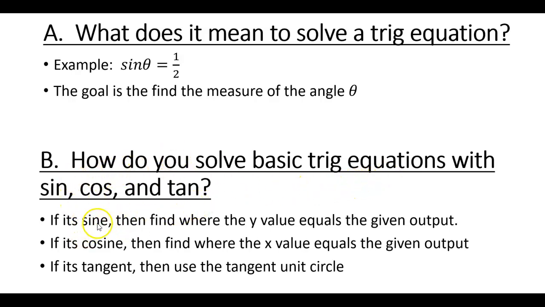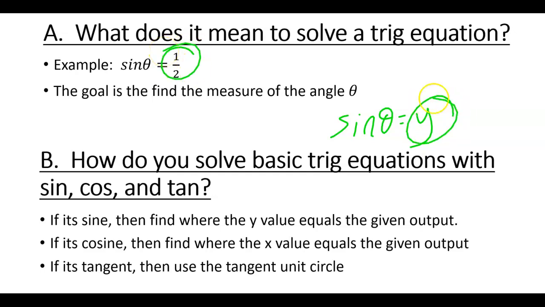tangent in them. First of all, if it's sine, as you may recall, sine is equal to the y value. So I'm going to look at this number here and recognize that's a y value. I'm going to look at my unit circle and find where the y values are equal to, in this case, a half. Then my goal is to find out what angles are at that point. And it could be in radians and/or degrees. So basically, if it's sine, find the y values that equal that given output, and then we can state the angles that go with it.